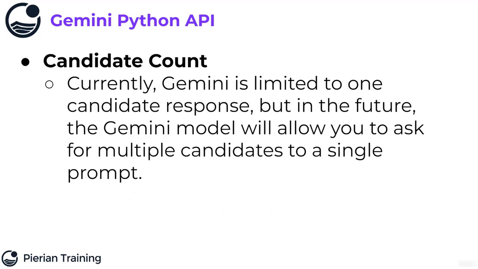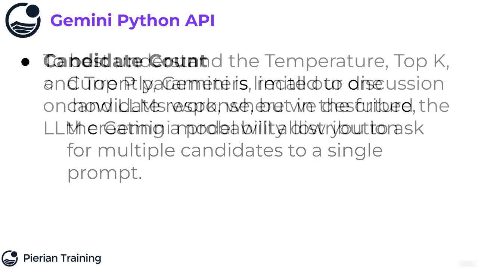And there's also candidate count. I should note that currently Gemini is limited to one candidate response, but in the future, the Gemini model will allow you to ask for multiple candidates to a single prompt.